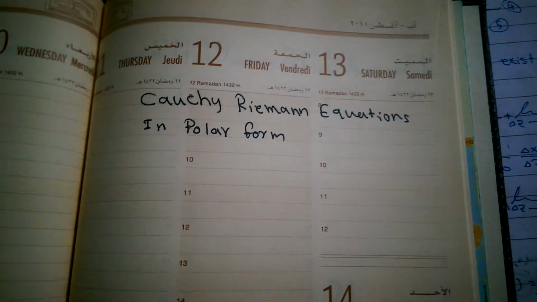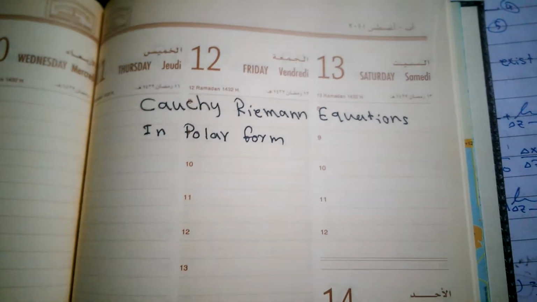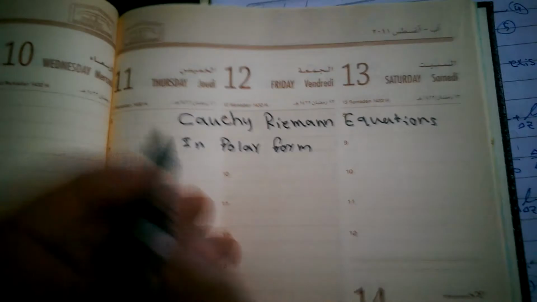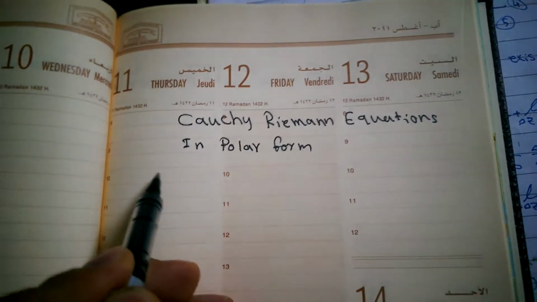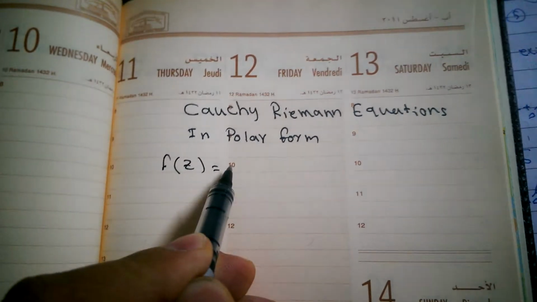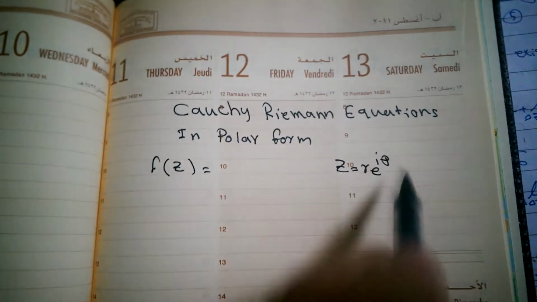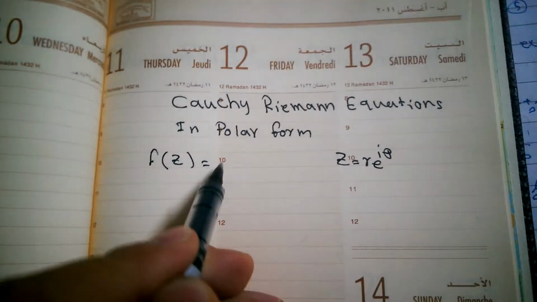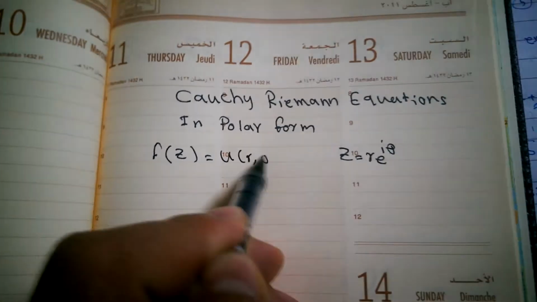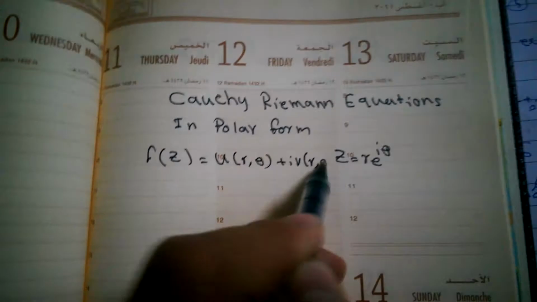Hello everybody, we are going to talk about the Cauchy Riemann equations in the polar form, which means where our complex number has the polar form. f of z is equal to, where z is equal to r e to the power i theta, so f of z is equal to u of r and theta plus i v of r and theta.